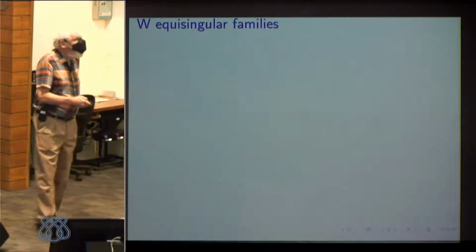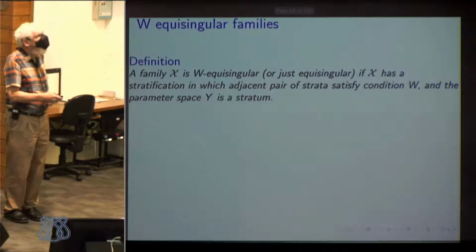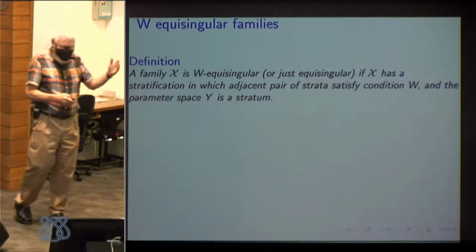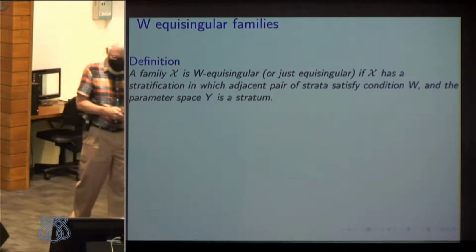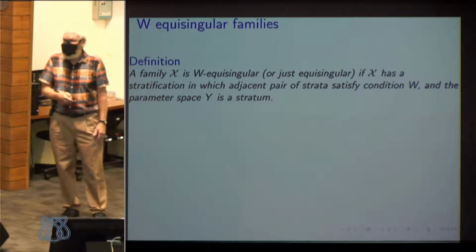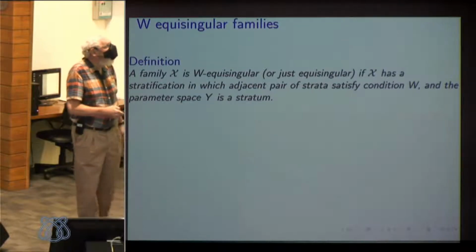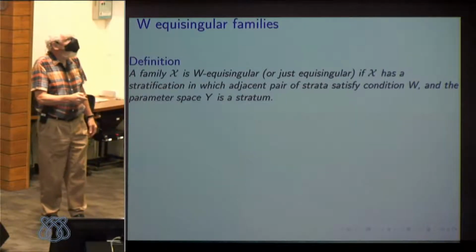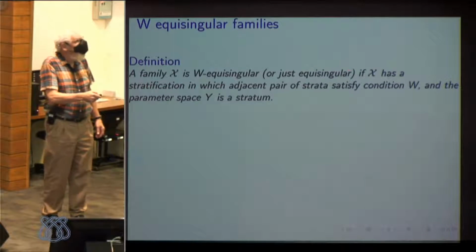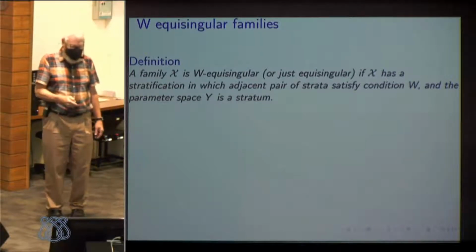So now we can define what we mean by a W equisingular family. The family is W equisingular, or just plain old equisingular, because we aren't considering any other equisingularity conditions today, if we have a stratification in which every adjacent pair satisfies condition W, and we need the parameter space Y to be a stratum.